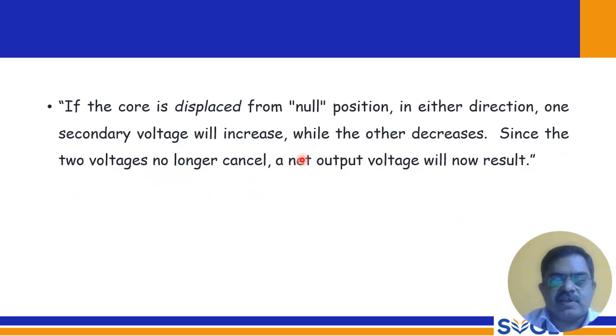So this is the overall principle of the LVDT. If the core is displaced from the null position in either direction, one secondary voltage will increase while the other decreases. Since the two voltages no longer cancel, a net output voltage will now result. So this is the simple working principle of the LVDT, and I will show you the construction in the next slide.